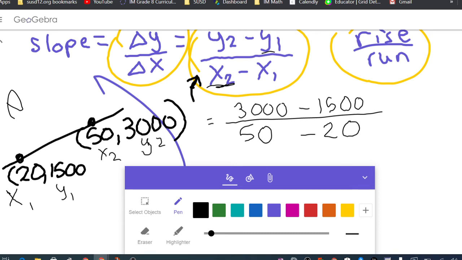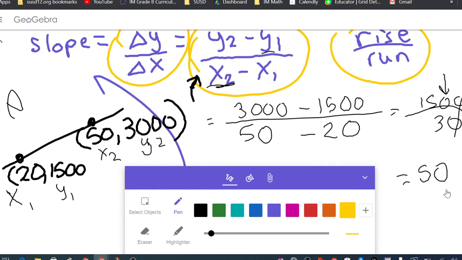Okay, now let's do the math. 3,000 minus 1,500 is 1,500. And divide that by 50 minus 20, which is 30. Okay, keep on going. Now let's simplify this. Those zeros will disappear, and then 15 divided by 3 is 5, and there's a 0 left over right here. So the slope of the line is 50.